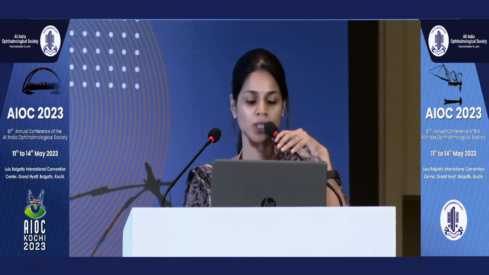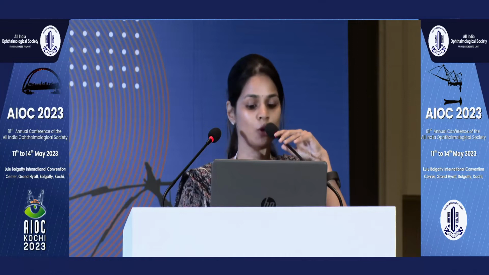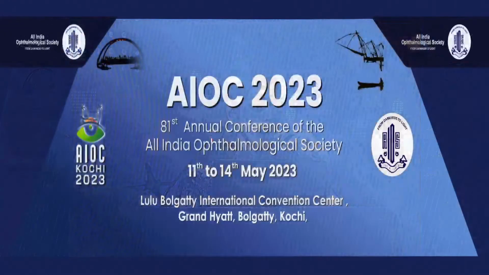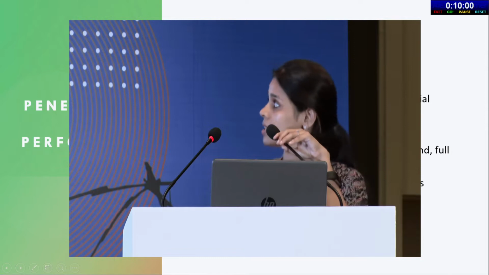So we all know that ocular injury is classified as closed globe and open globe. In open globe, we have two types, penetrating and perforating. So what is the difference? Penetrating is when you have a partial thickness wound with an entry wound but no exit wound, and perforating is, can you see the slides?